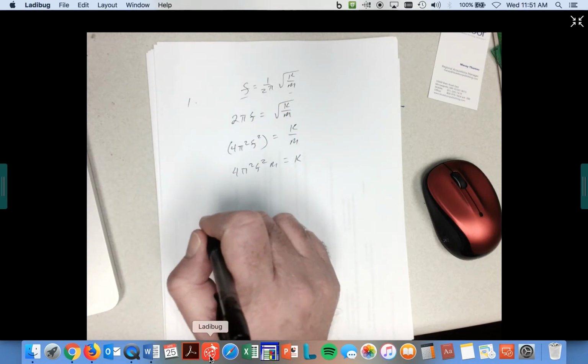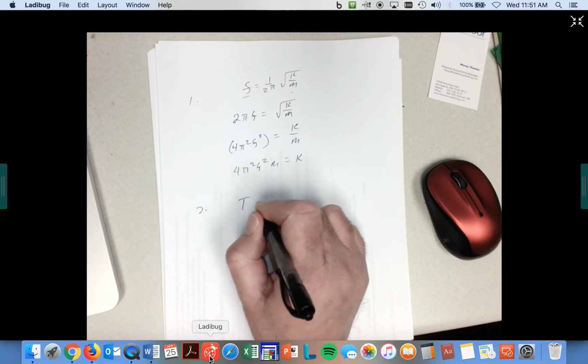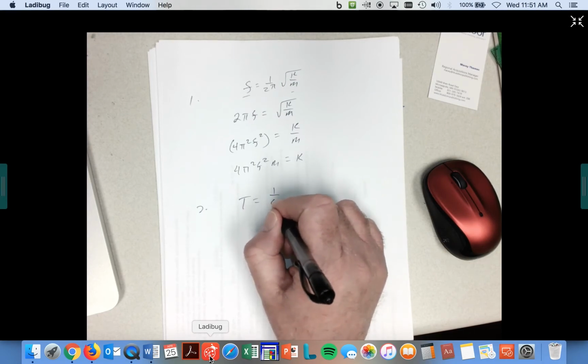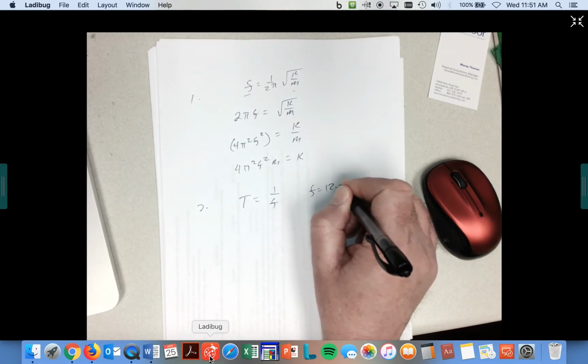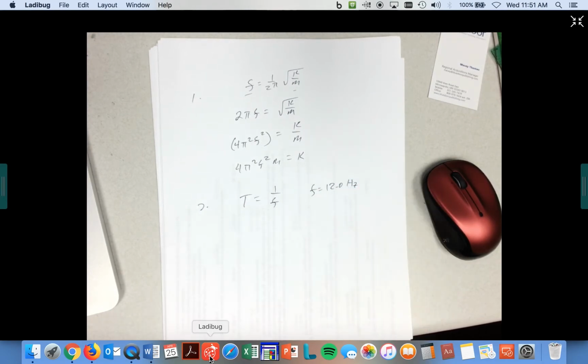The next part asks, what's the period? Well, the period is equal to 1 over the frequency, and they gave you the frequency as 12 hertz.